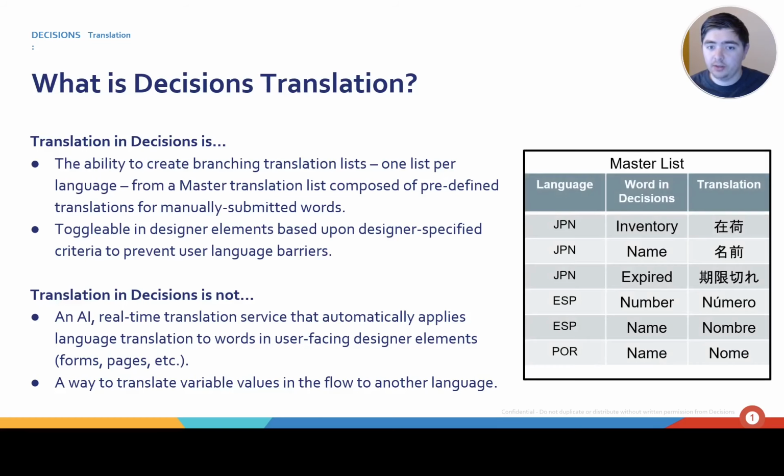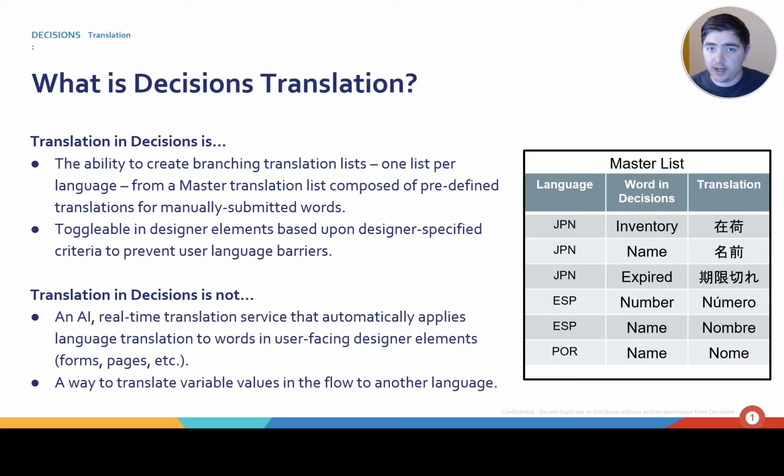Decisions translation works by having a master list of strings that get automatically populated from the Decisions platform. You can add additional strings to it, but you can expect to see a lot of the strings that you would want to translate in the first place already present there. From there, you have the Decisions platform look at this list and determine which word is supposed to be translated into which set of strings based upon this master translation list. This translation mechanism is toggleable for particular designer entities such as forms or pages.